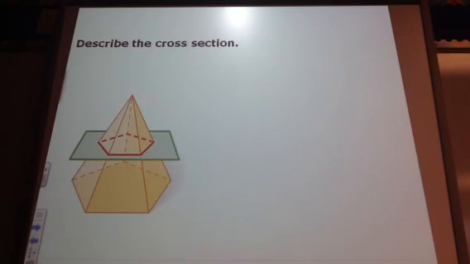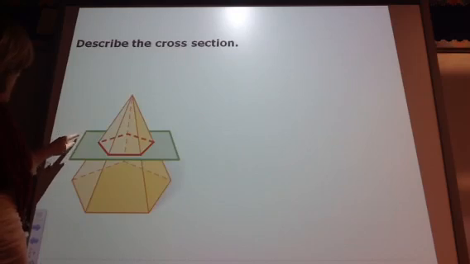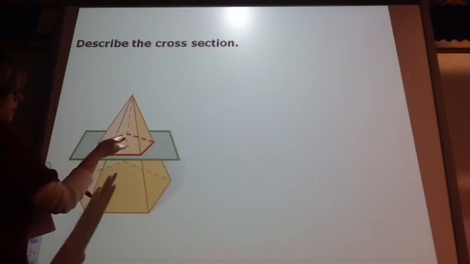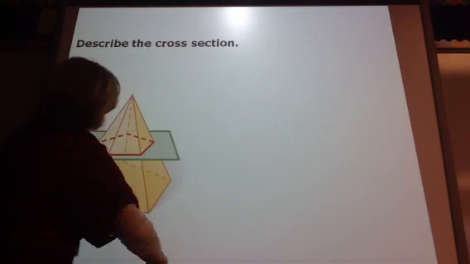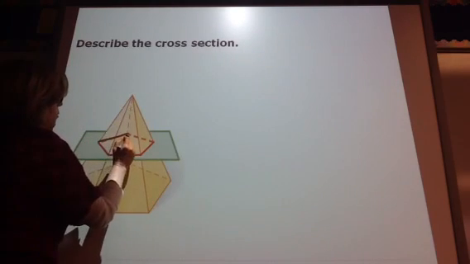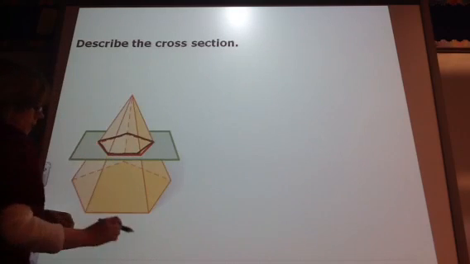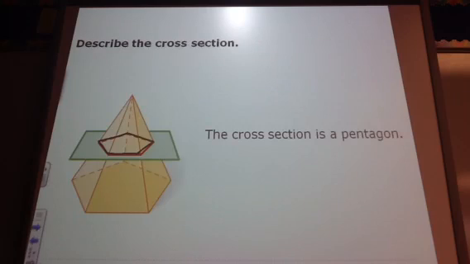All right, so now we have, let's see, we've got a pentagonal pyramid, and we have a polygon again. So this polygon is cutting this pyramid right here. And if you notice, this is where they intersect. So what type of two-dimensional shape is that? That's a pentagon. So the cross-section is a pentagon.